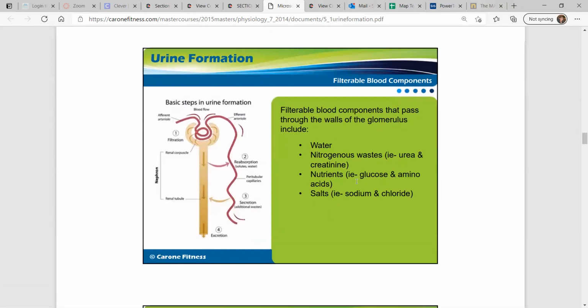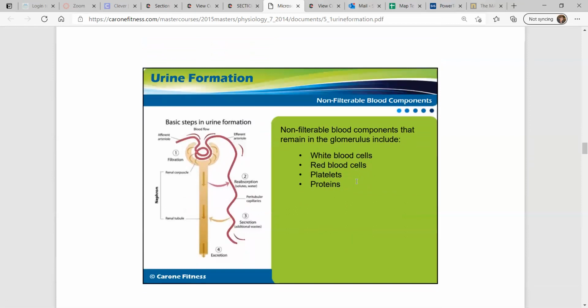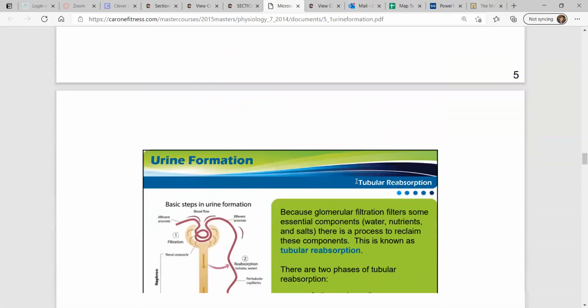Filterable blood components that pass through the walls of the glomerulus include water, nitrogenous wastes like urea and creatinine, nutrients like glucose and amino acids, and salts, sodium and chloride. Non-filterable blood components that remain in the glomerulus include white blood cells, red blood cells, platelets, and proteins.